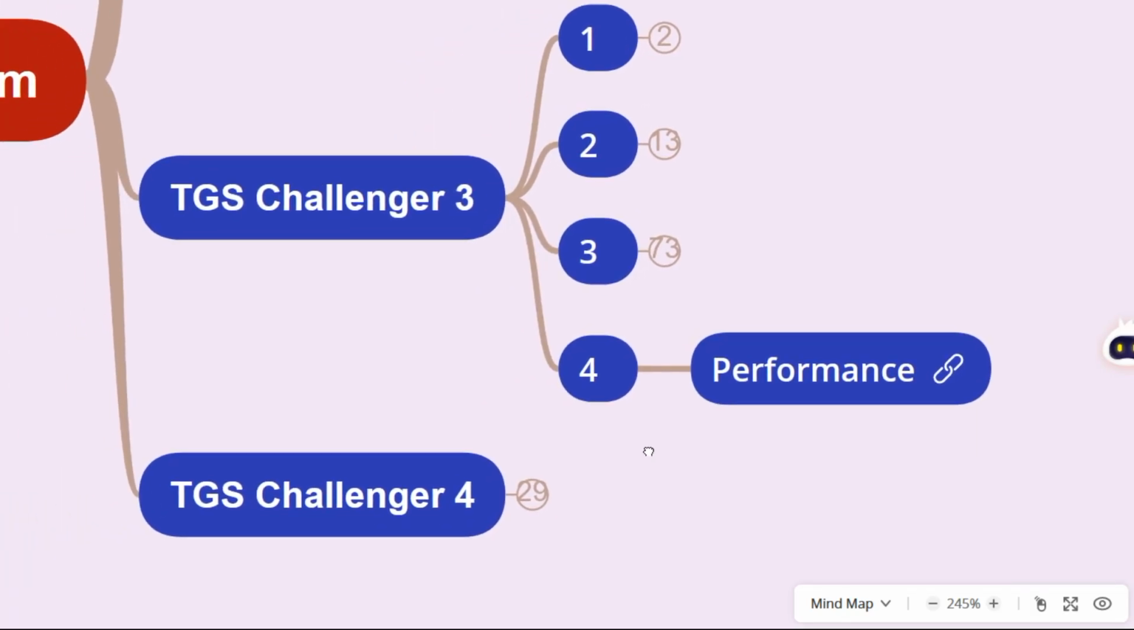In a couple of days, I am going to discuss a new portfolio, that is TGS Challenger 4, where we are going to pick up a new set of stocks from this Monday.